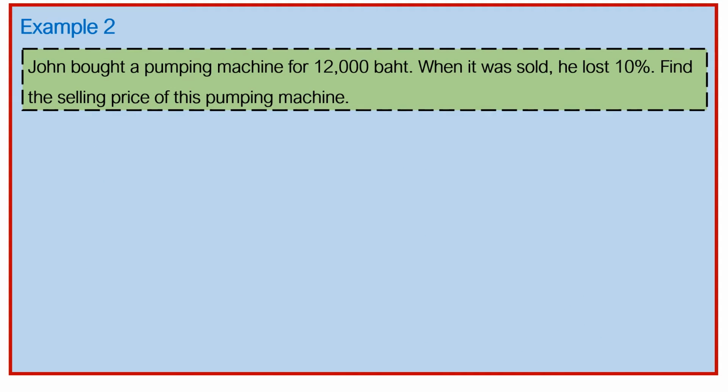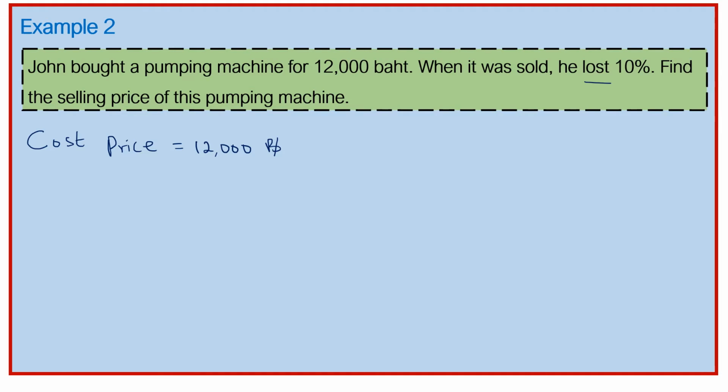Example number 2. John bought a pumping machine for 12,000 baht. When it was sold, he lost 10%. Find the selling price of this pumping machine. Okay, now let us write what we have. We have the cost price, which is 12,000 baht.